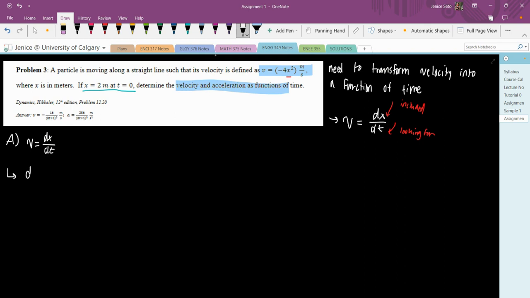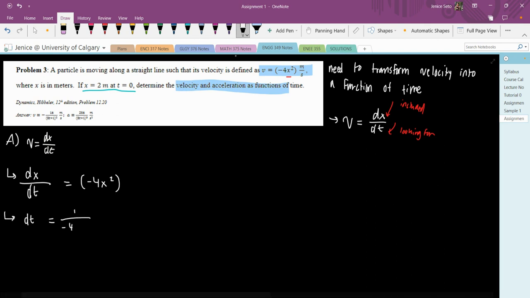So if we start with that, on the left side, then have our equation on the right side. We want to move over our dx to be with our x's and our dt to stand on its own. So when we do that, dt is going to be on its own, and this is going to equal 1 over negative 4x squared dx.